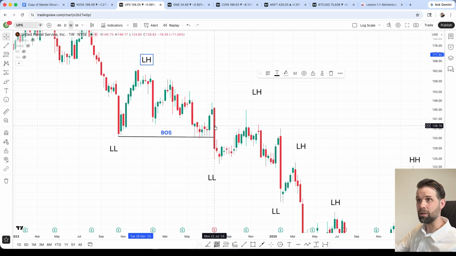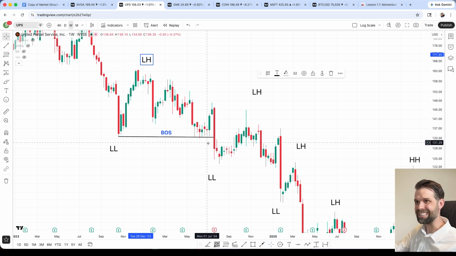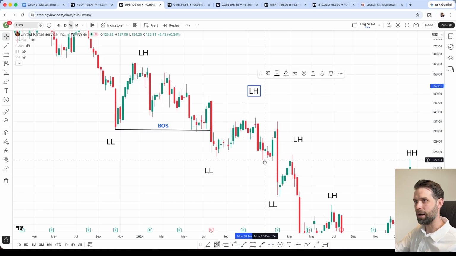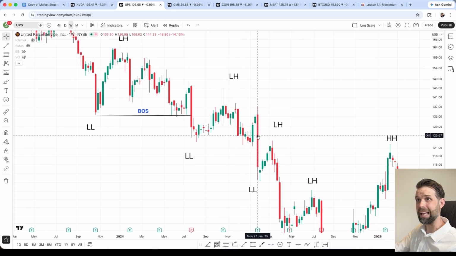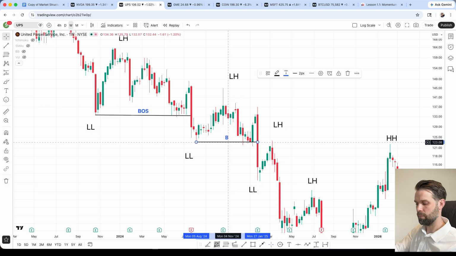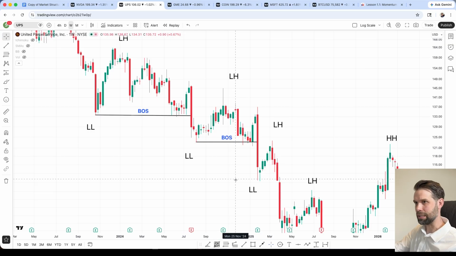This candle that's down 11% is a continuation. It's a break of structure. It signals that the trend is continuing to go down. It's trend continuation. We make a lower low, we make a lower high here, and then we get another red candle down 14%. So here we also make a break of structure right there. So another sign of trend continuation.